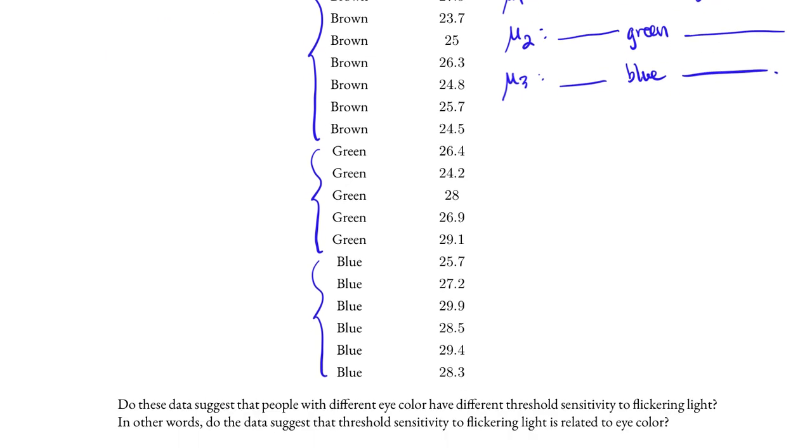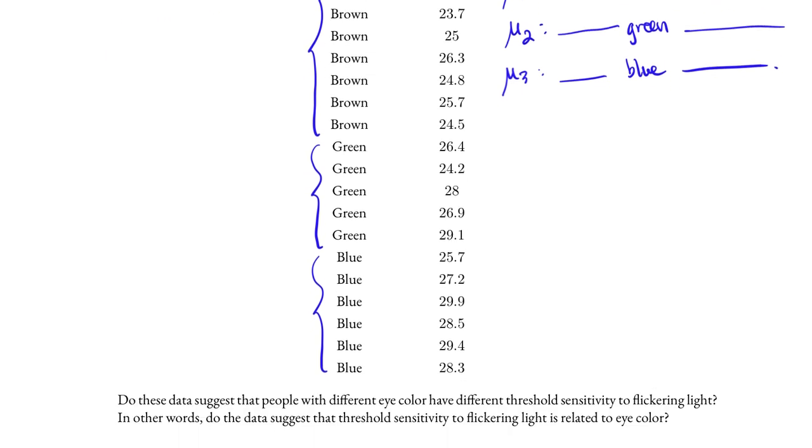We are interested in whether the different eye colors have different threshold sensitivity to flickering light. If the answer is yes, then mu1 is not the same as mu2, is not the same as mu3, because this means that the average CFF is different for each group. Therefore, the CFF is related to the eye color. And so we are comparing three means. And when we are comparing more than two means, we use the ANOVA F test.